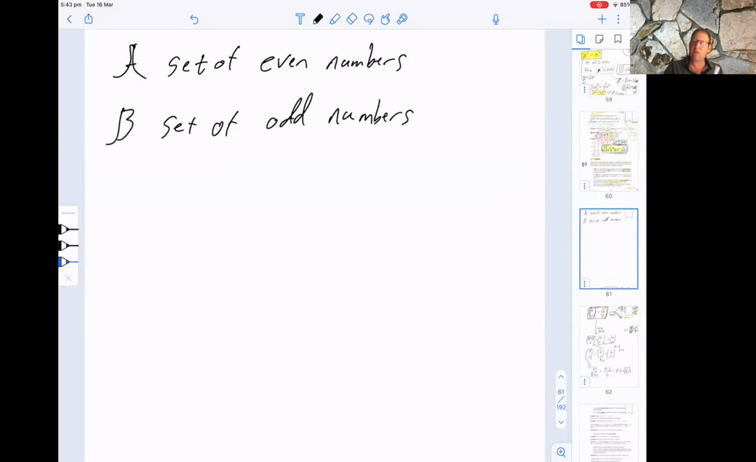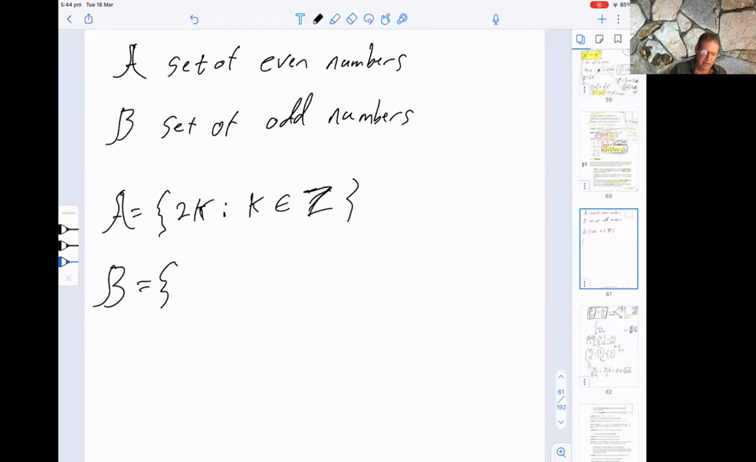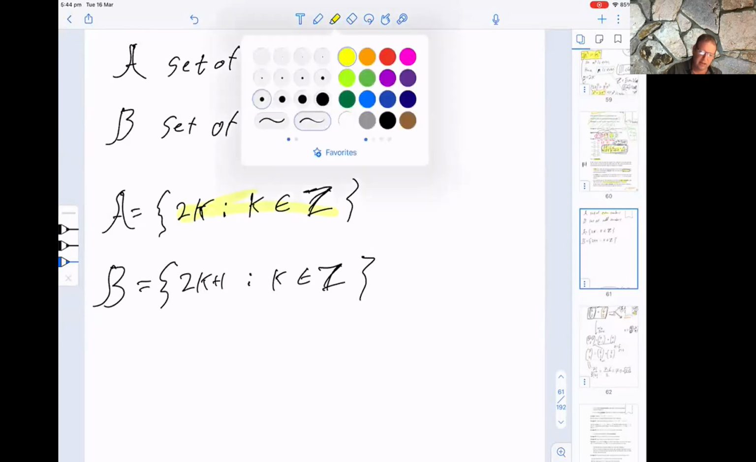Okay, so how can I make a one-to-one mapping? So what I can make is I can say, well, for every even, so every even is of the form 2k. Okay, so the set A, let me actually just write what the set of even numbers is. A is all of the 2k such that k is an integer. Okay, that's a set of even numbers. And the odds B, I can write that as 2k plus 1, where k is an integer. Okay, so that's a way to describe the evens and the odds.